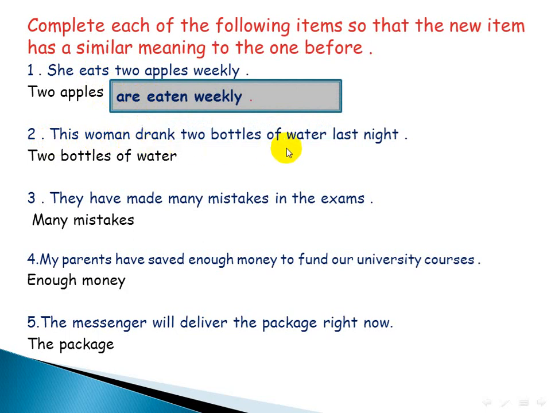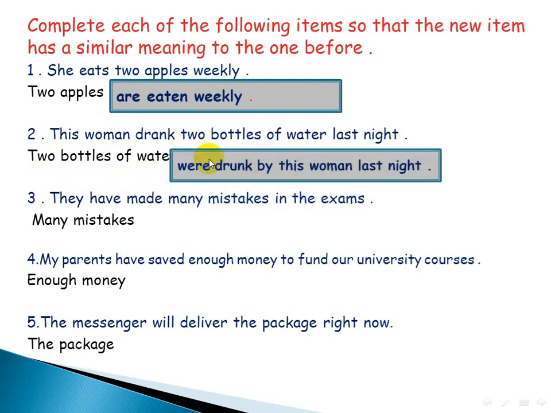2. This woman drank 2 bottles of water last night. 2 bottles of water. Please remove this object from the sentence. Now try to identify the tense of the sentence. You can know this thing from the main verb. We have drank. Put a line under it. Drank is verb 2. So you have to use was or were. We have 2 bottles of water, were. And the verb 3 from drank is drank. 2 bottles of water were drank by this woman last night.